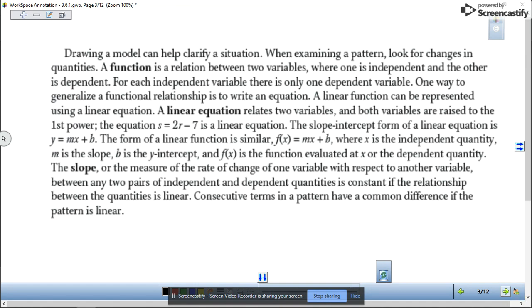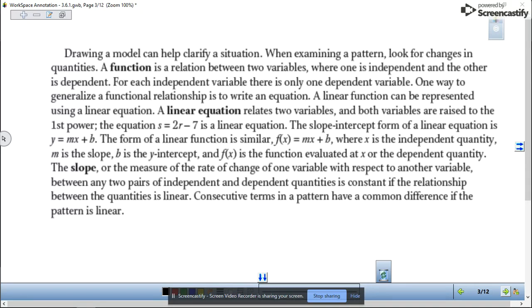A function is a relation between two variables where one is independent and the other is dependent. A linear equation is two variables where both variables are raised to the first power. S equals 2r minus 7 would be an example of that. Slope-intercept form, y equals mx plus b, super important. Or for a linear function, f of x equals mx plus b. Same thing.